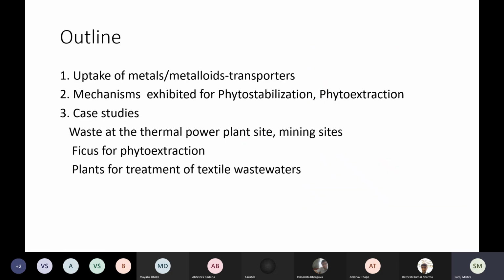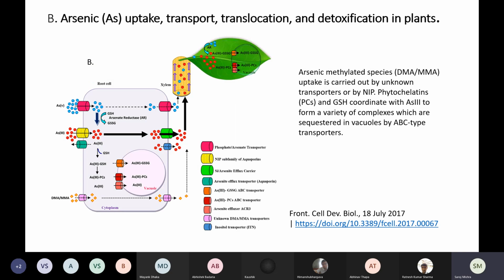So this slide shows, for example for arsenic, how arsenic can be taken up, how it can be transported, how it can be translocated into the leaves eventually, and detoxification. Because if you look at what is happening to the soil, it is definitely now detoxified, because all the arsenic has gone into the plant. So the soil is now detoxified.